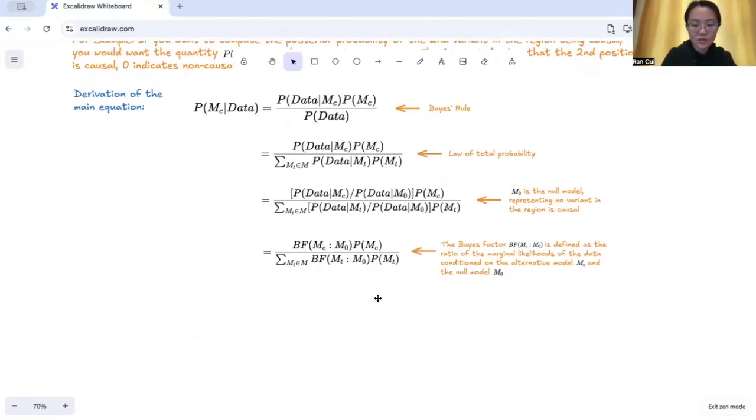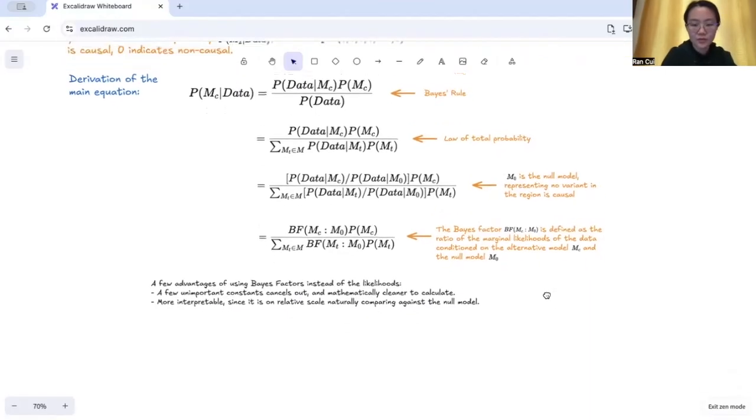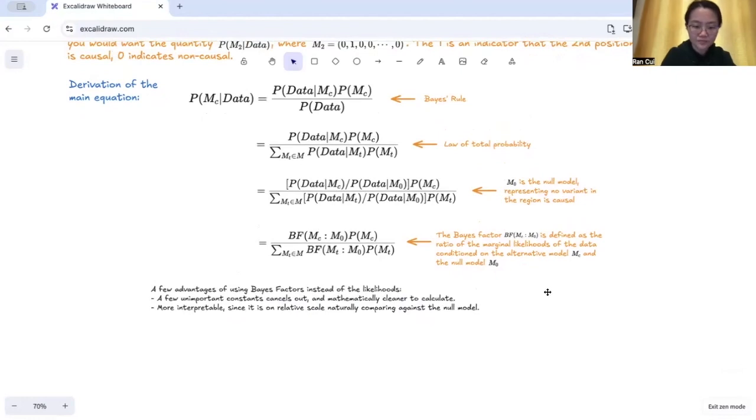And you might still ask, why does Bayes factor help us? There are actually a few really convenient things going on with Bayes factor. We use Bayes factor instead of the likelihood because there are a few unimportant constants that cancel out when we compute this ratio. And it's just mathematically cleaner to calculate. And the Bayes factor is actually more interpretable.